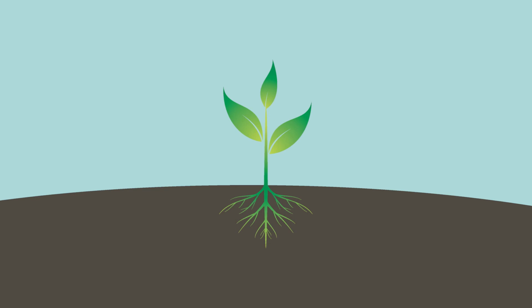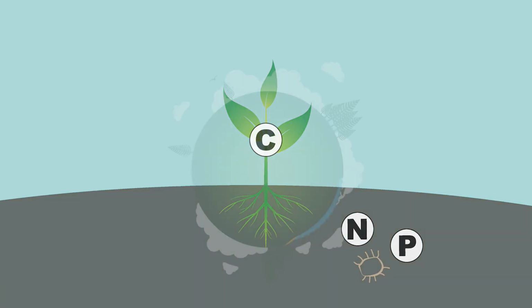And so the amount of carbon entering plants is regulated by the amount of nitrogen processed by bacteria, which is related to the amount of phosphorus. And this is just one set of processes that links these three elements.